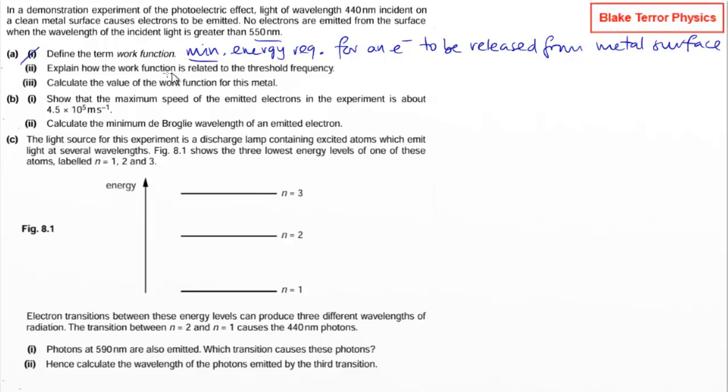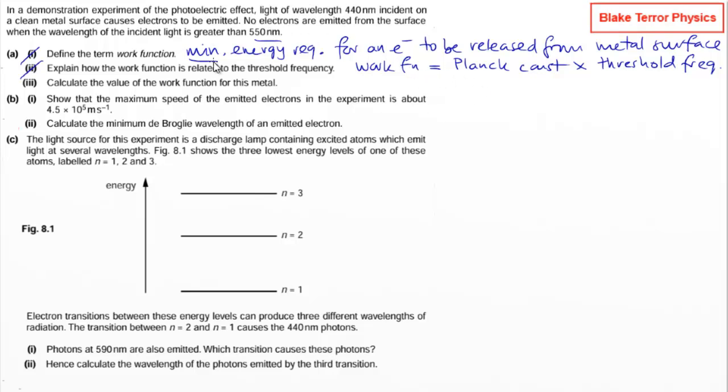Explain how the work function is related to the threshold frequency. We can do a word equation on this. So the work function is equal to the Planck constant multiplied by the threshold frequency. Yeah, that's easy enough. Calculate the value of the work function for this metal. So, right, okay, we're just doing this then.